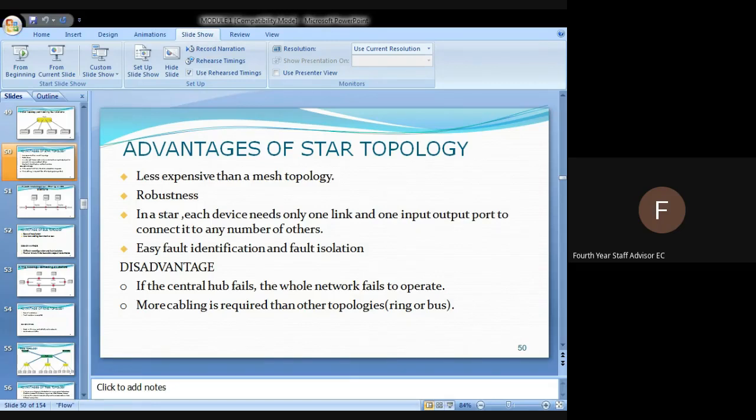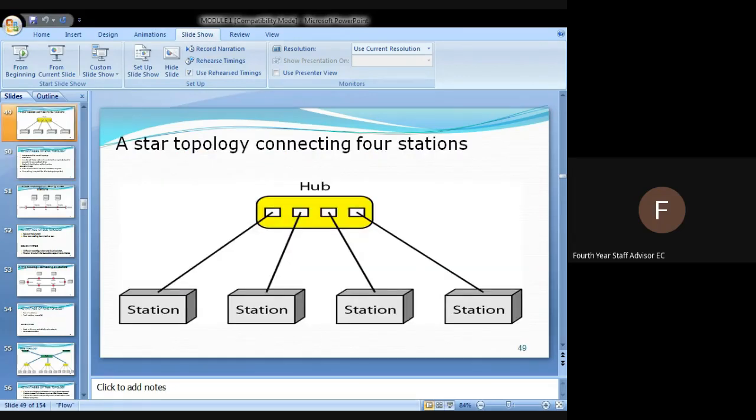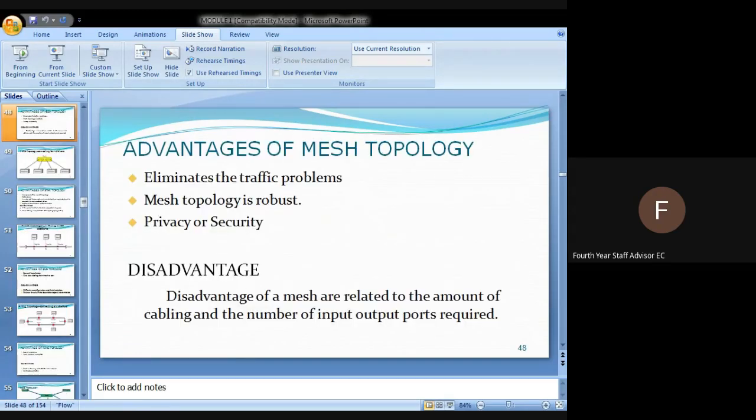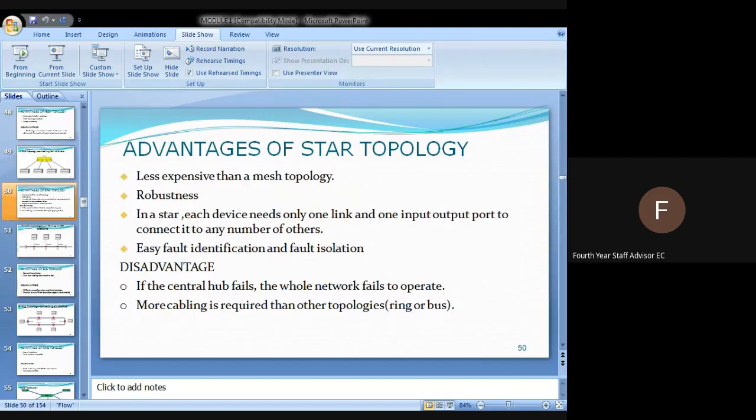I repeat, in star topology you don't have a dedicated connection between the stations, but you have a dedicated link to the central exchange or hub. So if one link fails, it won't affect the others; all the others remain active at that time. And also it is robust, and you can easily identify the fault, and fault isolation is also easy.